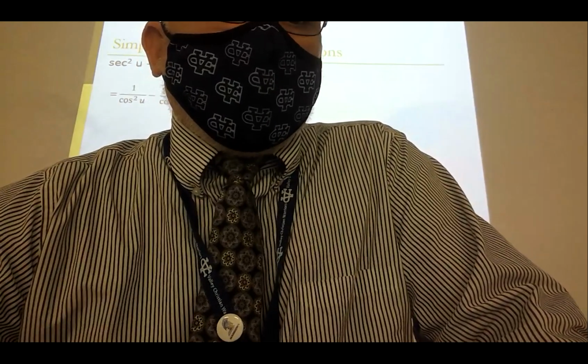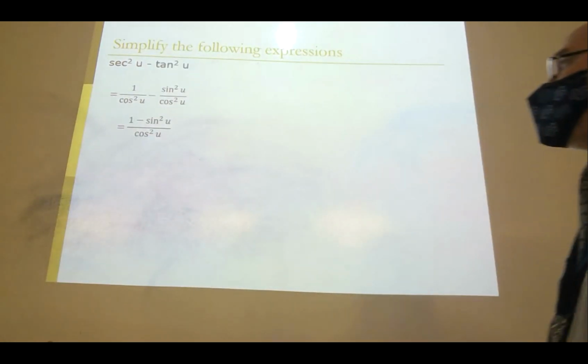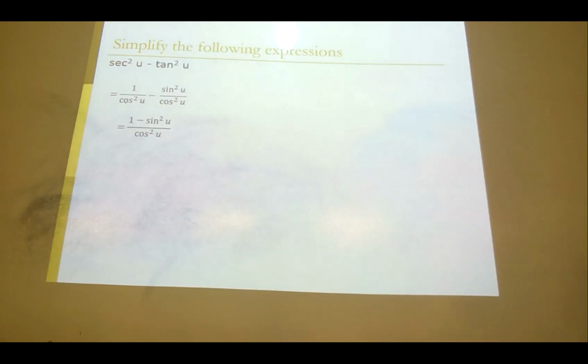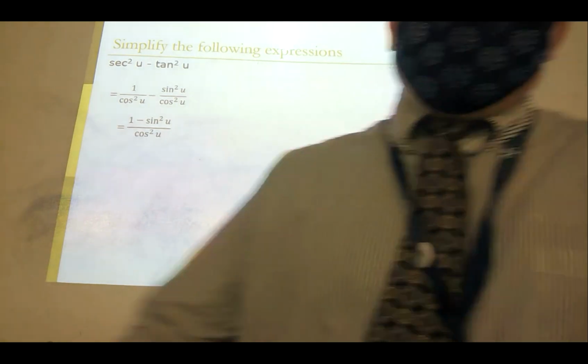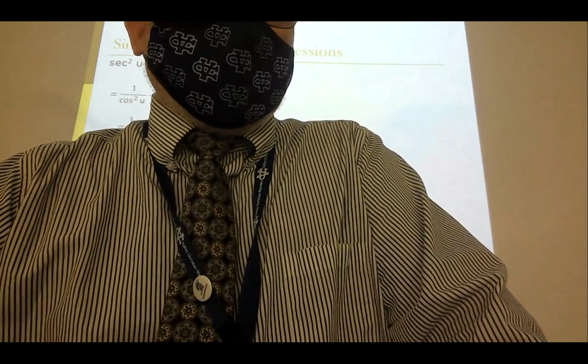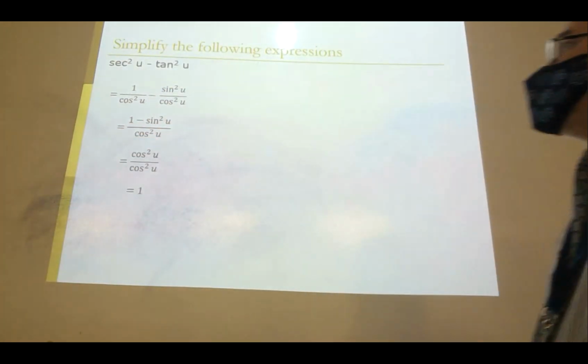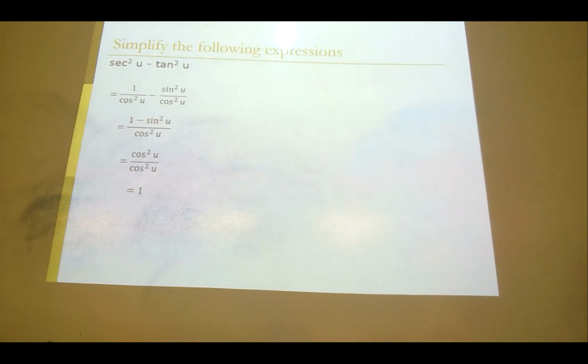Then I've got a common denominator, so I can combine the numerators: 1 minus sine squared u over cosine squared u. 1 minus sine squared u is equal to cosine squared u. Cosine squared u over cosine squared u is simply equal to 1. So I can take that first expression and simplify it down to 1.